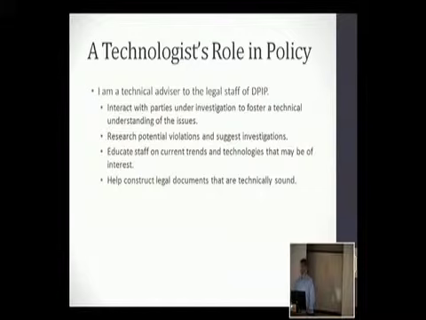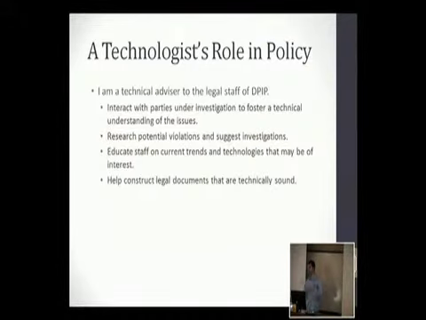Here's why. And also, here's the basic legal theory that I think we can operate under to investigate this company, even though I'm a technologist and not a lawyer, as I work with the different lawyers on their cases. Each lawyer might have 3 or 4 investigations that they're carrying out, whereas I might work on a dozen different investigations with half a dozen different lawyers. My role is to keep the staff educated on current trends in privacy, and to help construct legal documents that are technically sound.